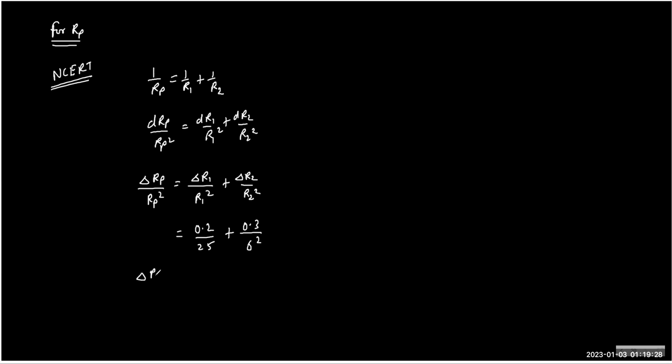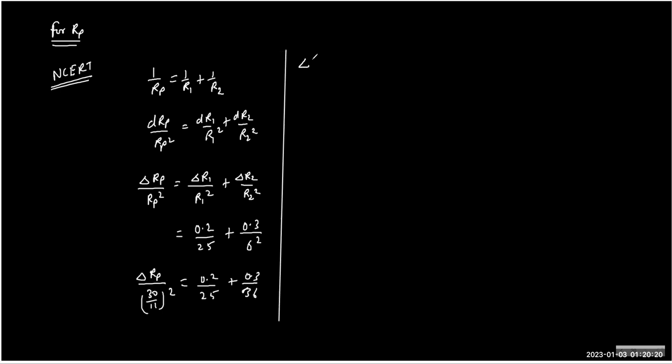And what is the RP we got? RP we got 30 by 11, right? So this we can write as 4 by 100, so 0.8 by 100. Anyway, just keep it as it is. Okay, the values are not good, so anyway, don't worry. How much is coming after calculation? Tell me. Okay, just use the calculator and tell me the answer. It doesn't matter. So delta RP turns out to be how much?